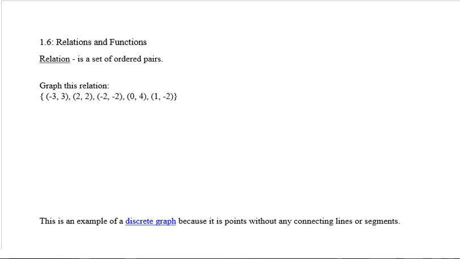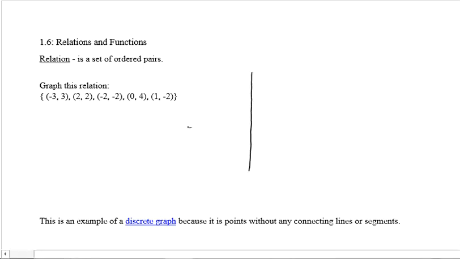The topic of this is about relations and functions. So a relation is a set of ordered pairs. So here I have a relation that all the information is (-3, 3), (2, 2), (-2, -2), (0, 4), (1, -2). So what I'm going to do is graph a little grid right here.